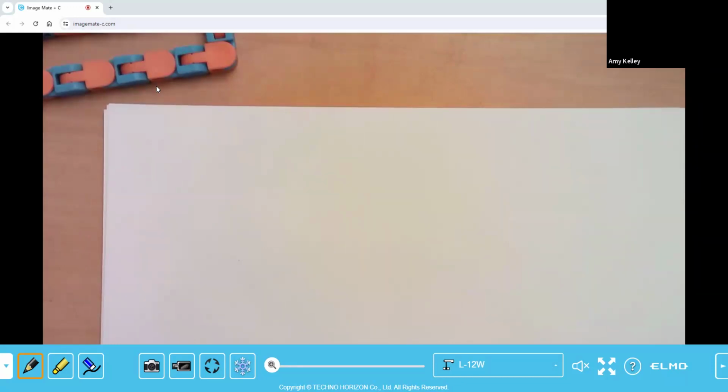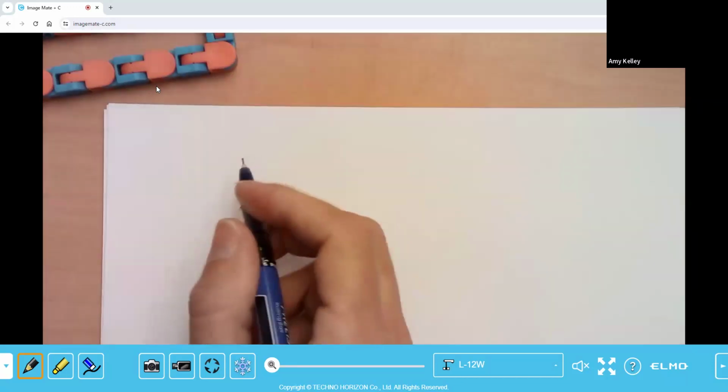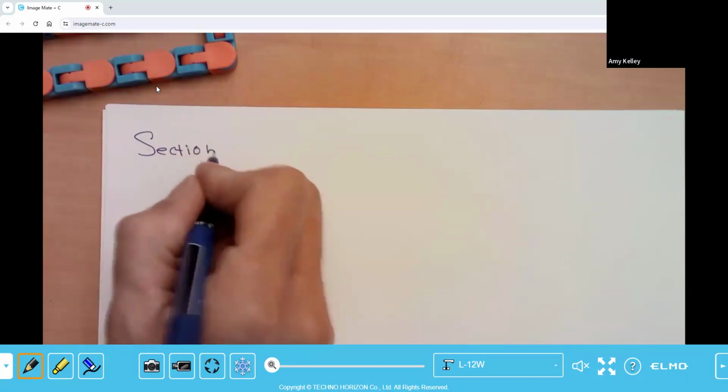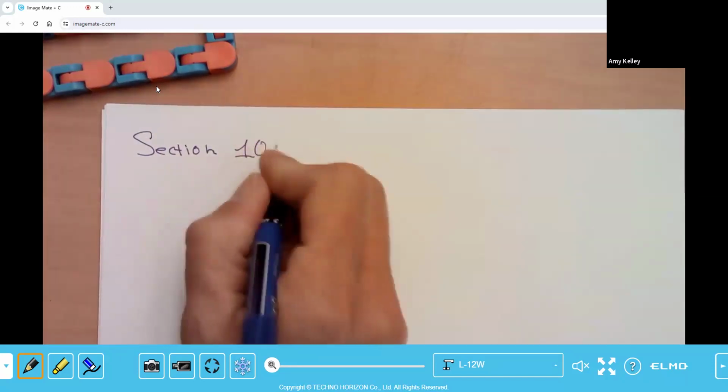So today we're going to talk about section 10.3, continuing our unit with circles. We're going to talk about chords today. We'll do a little bit of notes today, and then tomorrow we'll take a notes break.